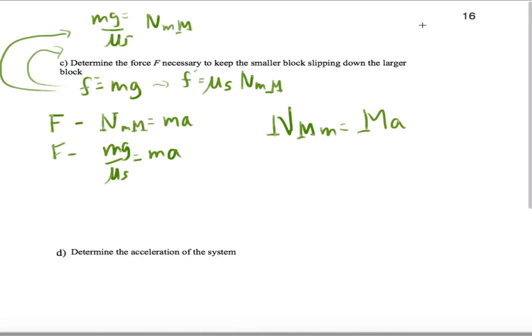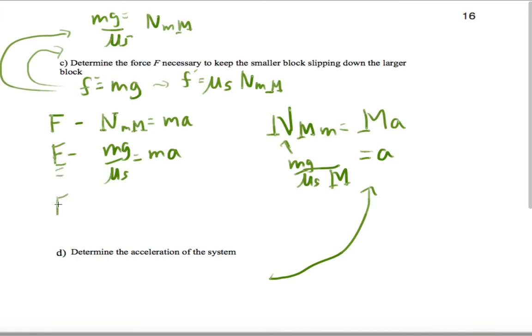So why don't I go ahead? I'm going to substitute here using the third law, mg over mu s over big M equals a, which I solved for right here. So I just got the acceleration, that's part D, but now let's go back and get the applied force necessary to keep the block from slipping. We're solving for F here.